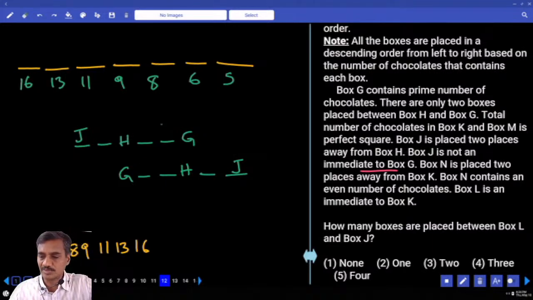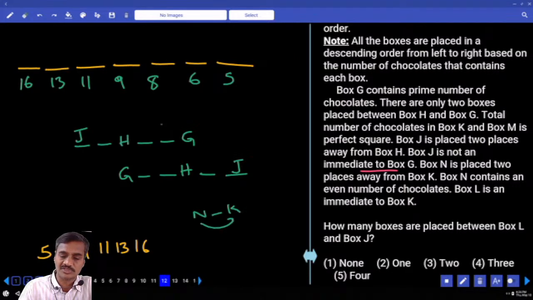Then N is placed 2 places away from K. Between N and K there must be exactly 1 box in any order. And N contains an even number of chocolates, and L is immediate to K. L and K are adjacent to each other. This is the information we have. That means N and K must be in the alternate places, isn't it?